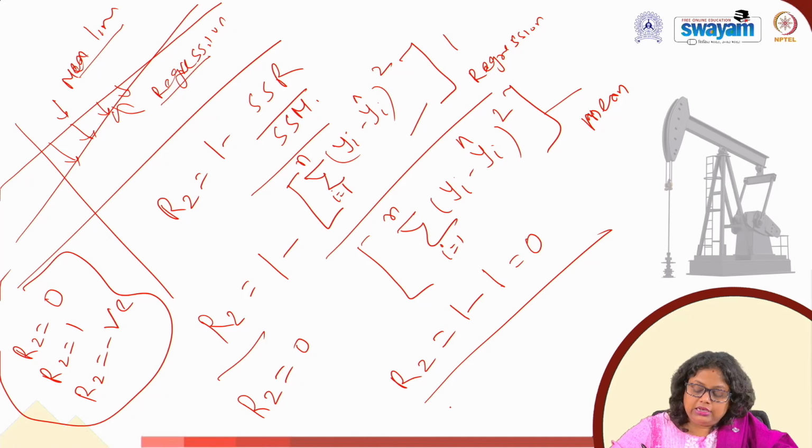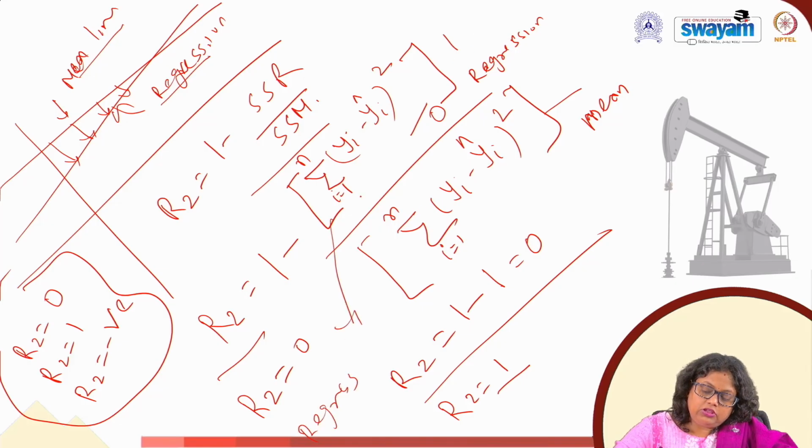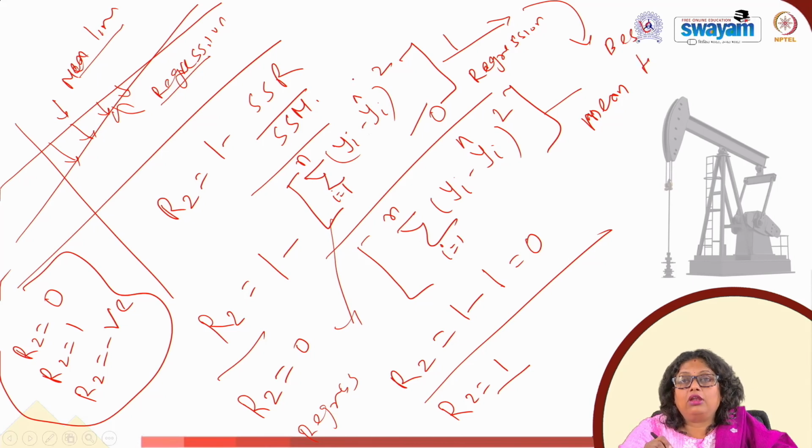Then R2 is 1. What does it mean? When you have R2 as 1, the value is 0. This is the regression line. Zero divided by anything is 0, so the whole thing will become 0. When will this become 0? When you have no error. So that is the best one. The regression line is the best line. It is not at all having the error.